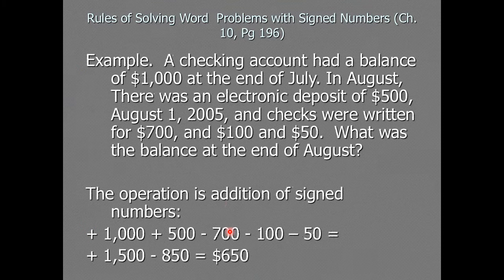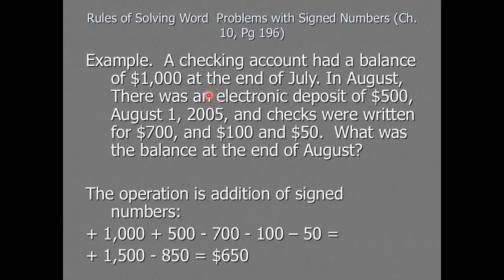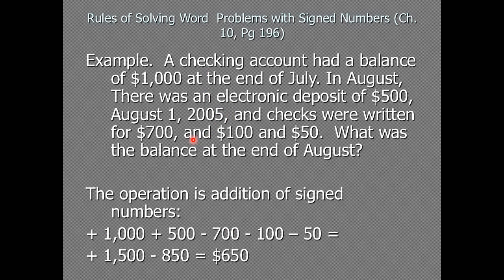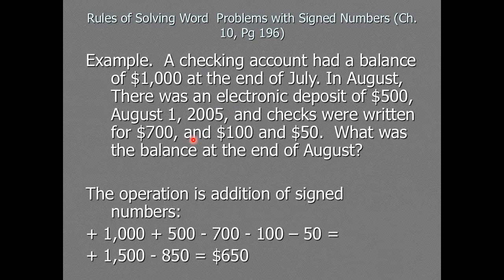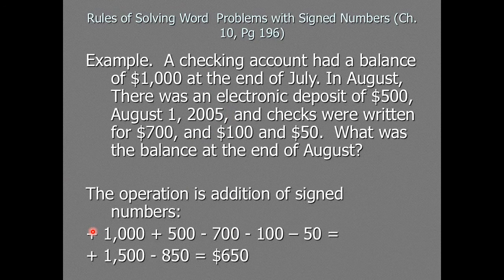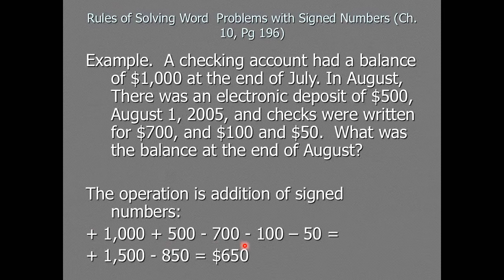For an example, a checking account had a balance of $1,000 at the end of July. In August, there was an electronic deposit of $500 on August 1st. Checks were written for $700 and $150. What's the balance at the end of August? Now you see here, all the deposits are addition, and all the checks are subtraction, right? So we use their signs. So this is a deposit, and then another deposit here, and then these are subtractions, right?